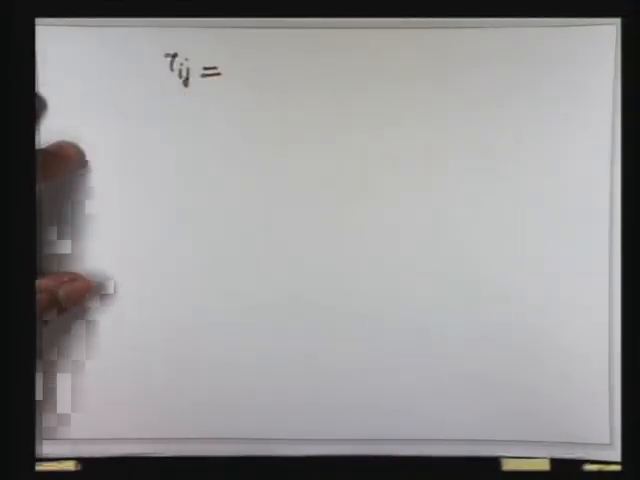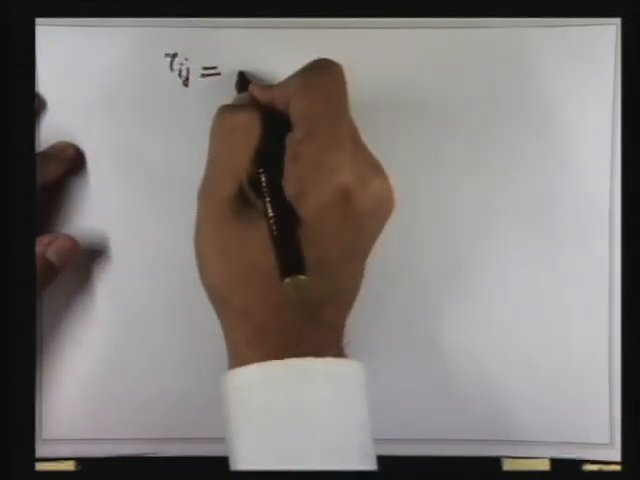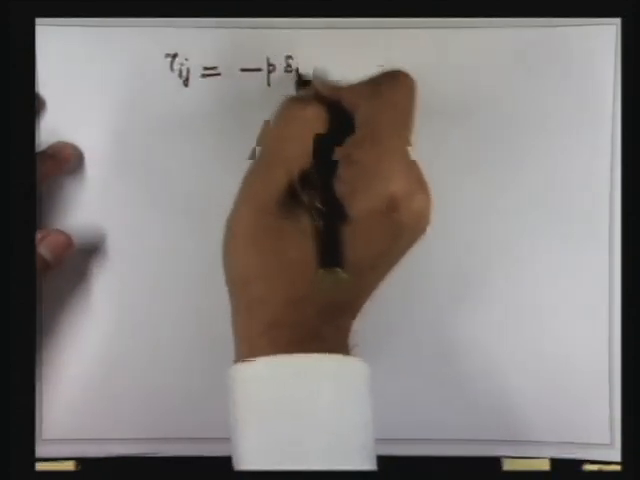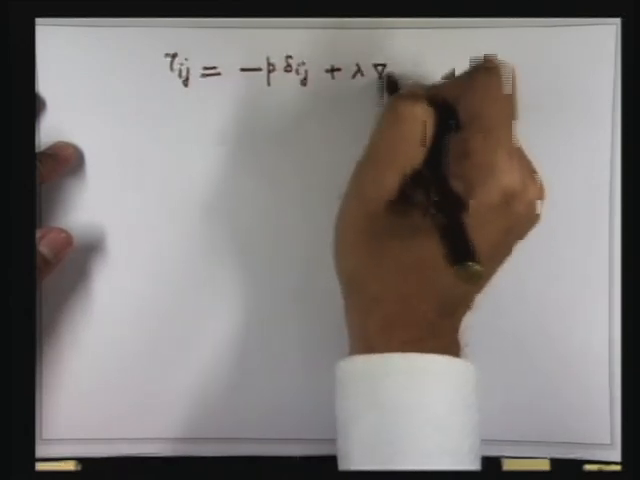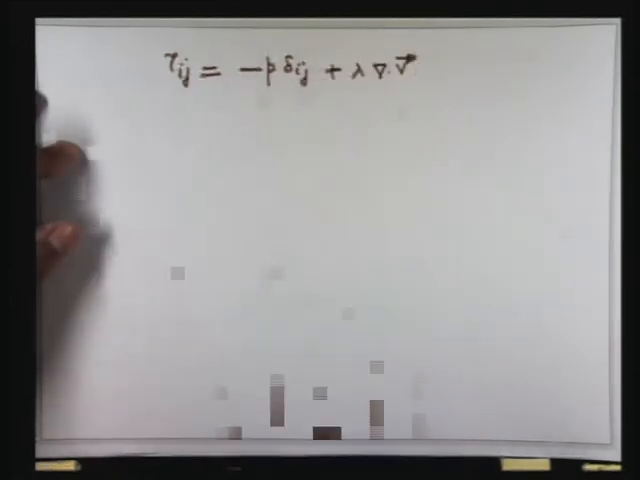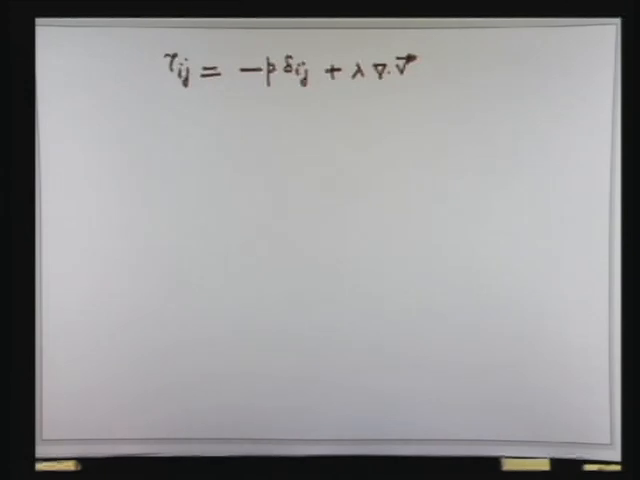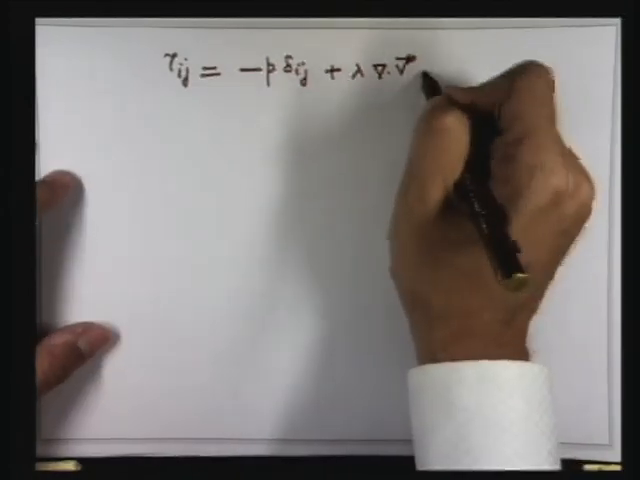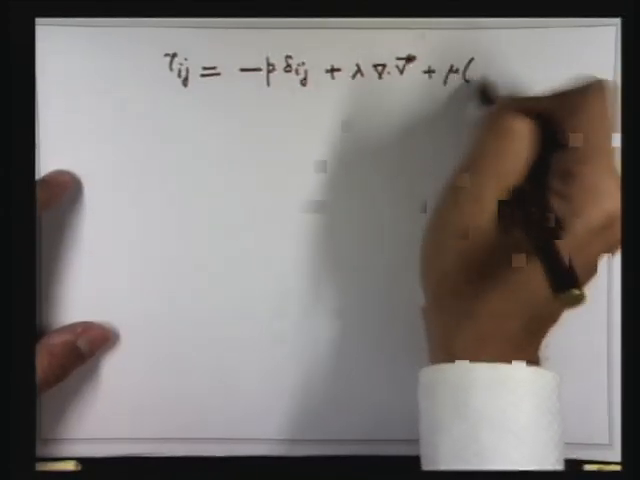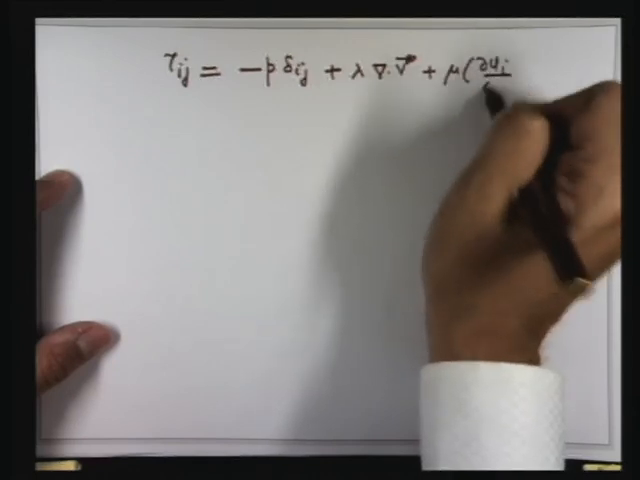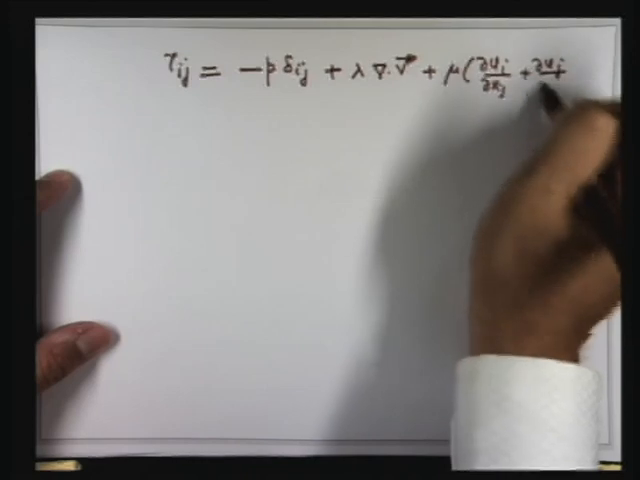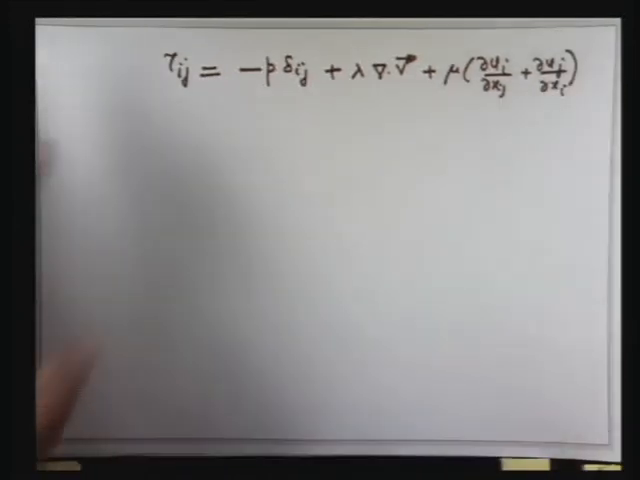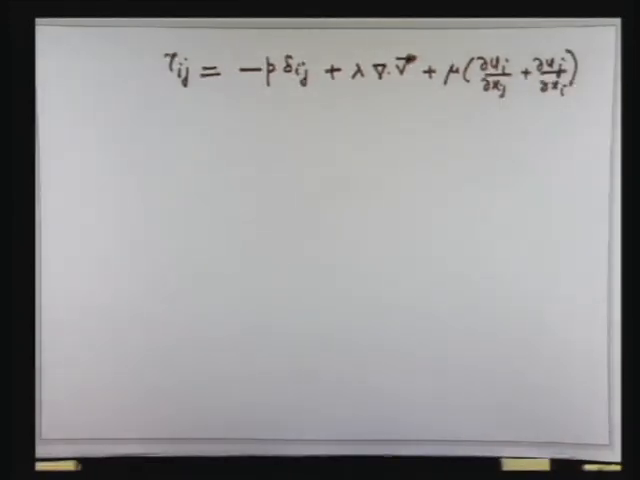For compressible flow, tau ij equals minus p delta ij plus lambda divergence of velocity, again I use vector and index notation together, plus mu times del ui del xj plus del uj del xi. Now tell me, what are the assumptions under which this is valid? Yes?